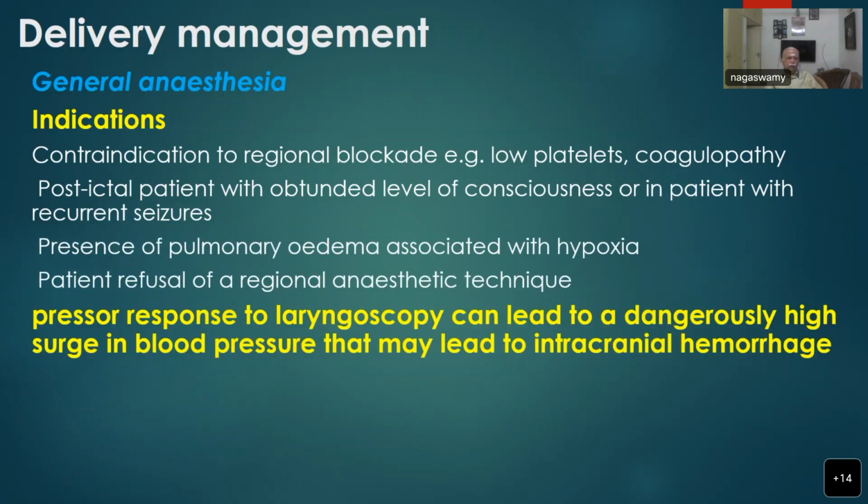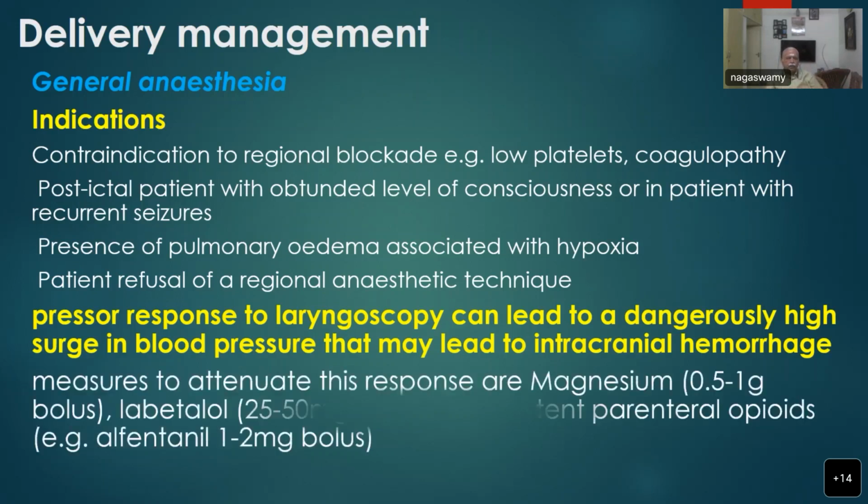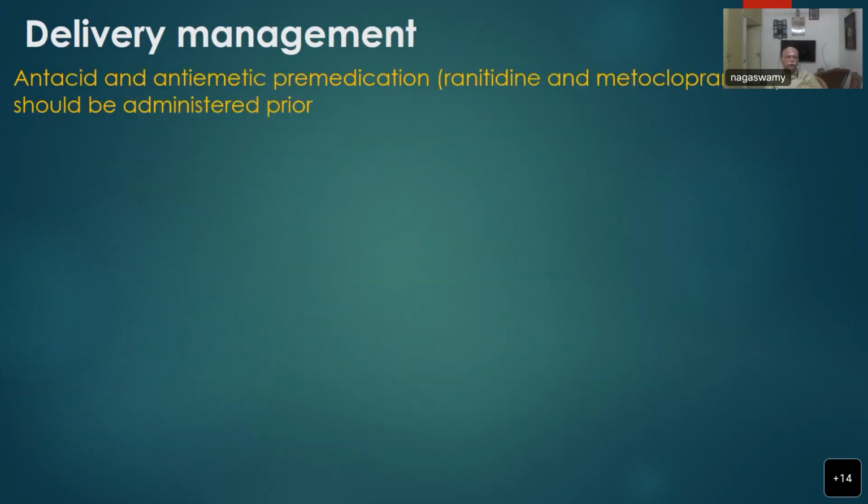The pressor response to laryngoscopy can lead to a dangerously high surge in blood pressure that may lead to intracranial hemorrhage. As I said again, the most important cause of maternal mortality or prolonged unconsciousness in a pregnancy with preeclampsia is intracranial hemorrhage. So to attenuate that response, magnesium, labetalol and potent parenteral opioids like alfentanil can be given. I think most of you would have noticed why we are not using esmolol, why we are recommending only labetalol. I think one of you should answer that question.